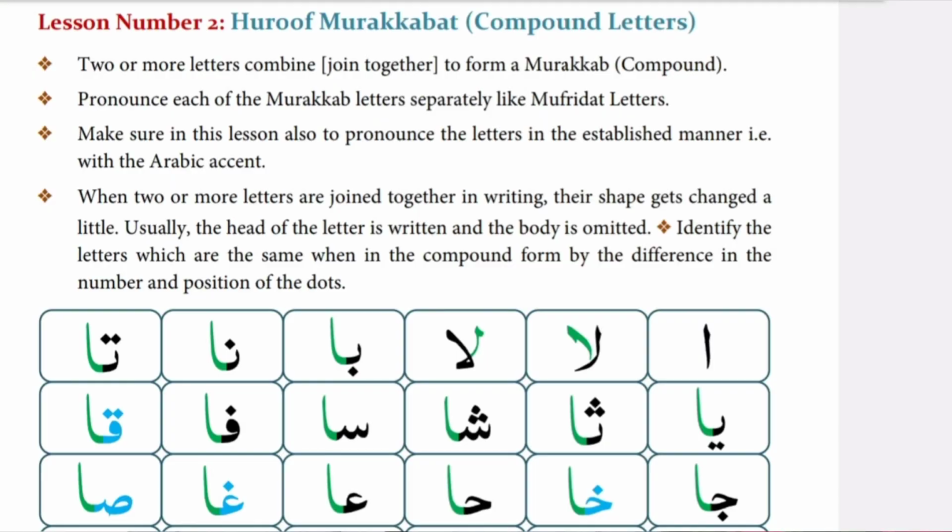Let's start reading from line 1. Alif, lam alif, lam alif, ba alif, noon alif, ta alif, ya alif, tha alif, sheen alif, sin alif, fa alif, qaf alif, jim alif, kha alif, ha alif, ain alif, ghain alif, sad alif. So in this way you can read the whole lesson.